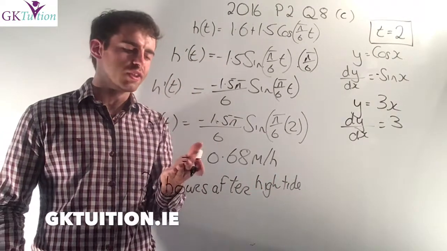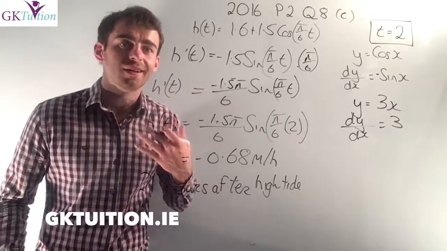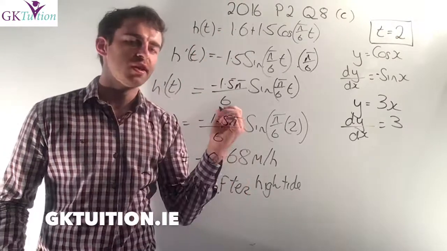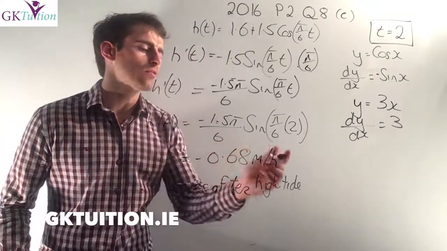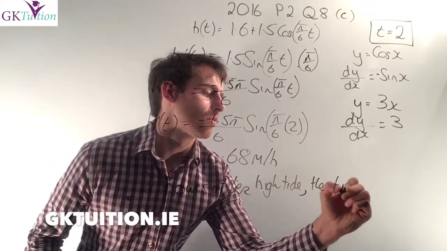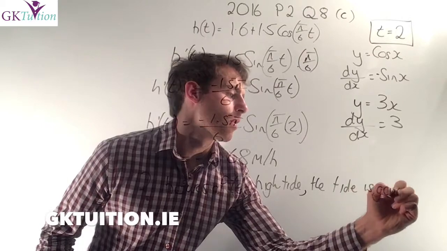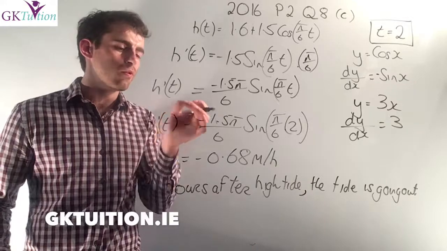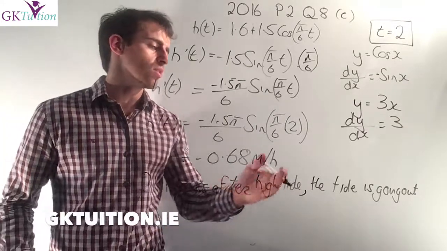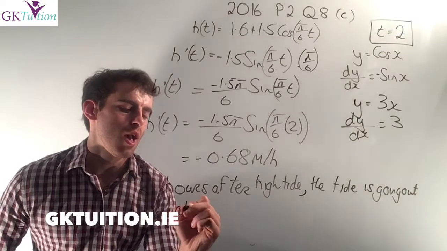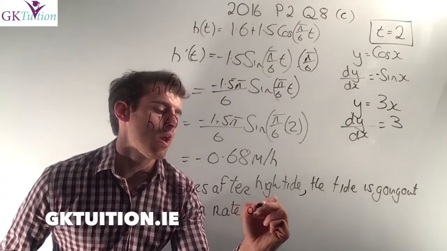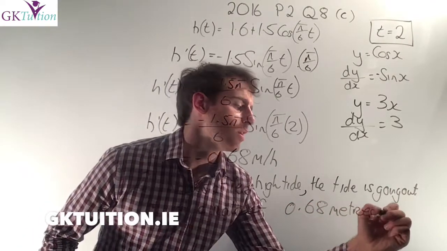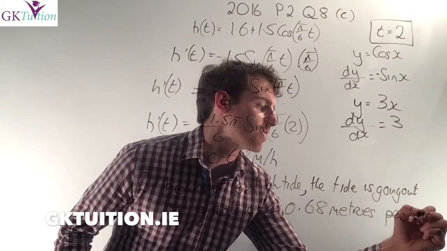Now the rate at which the height is changing is negative, which means that clearly the tide must be going out. If the level of water is decreasing, the tide is going out. So 2 hours after high tide, the tide is going out. And the figure itself, the 0.68, tells me the rate or the speed with which it's going out. So the tide is going out at a rate of 0.68 meters per hour. That's as far as I can explain it.